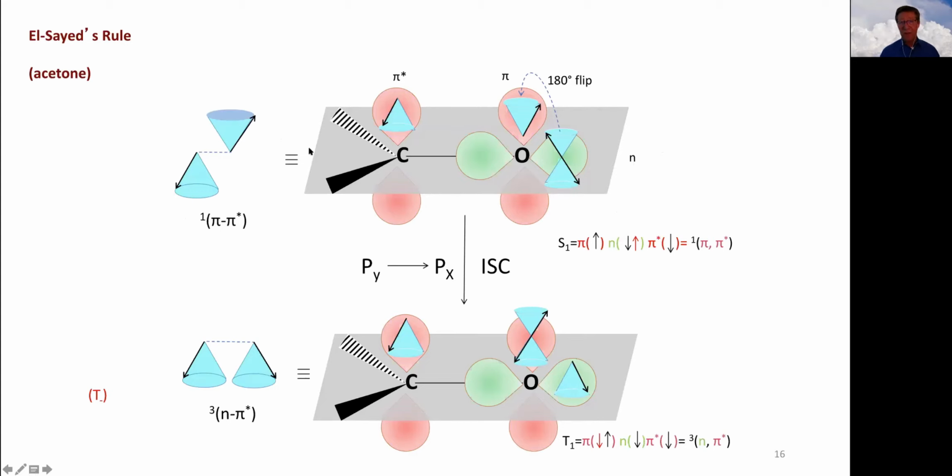Basically here we have represented a pi-pi star state. So these are the two electrons, one in the pi and one in the pi star, represented onto the orbitals with this rotating cone method. And here we have the configuration of the pi-pi star singlet. Now, if we flip this electron here, then we change the orbital configuration on one atom, and the electron ends up here. So here we have the electronic configuration, and you see that the electron in the n level and the pi star level are in the same direction. So we form a triplet state.